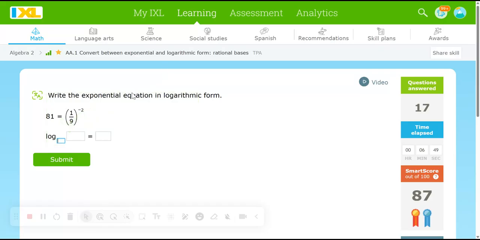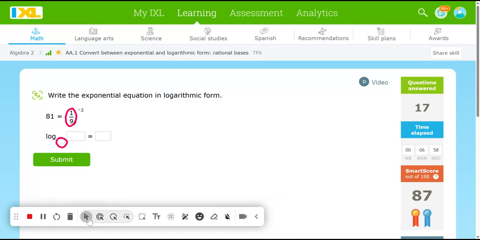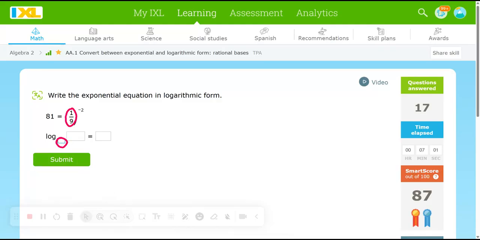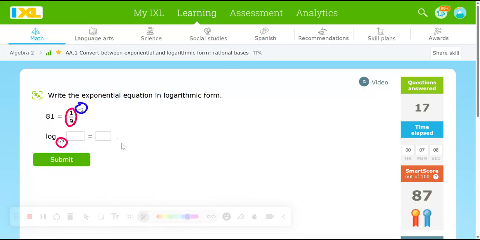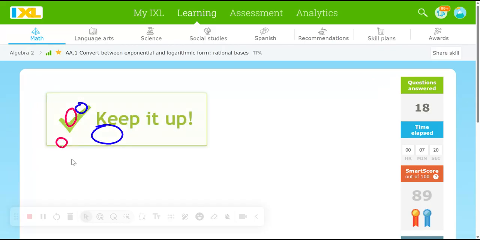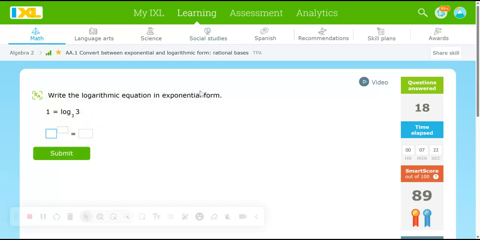Alright. So the base of your exponential, 19, had to be the base of log. So I put 19 right here as the base of log. Okay? And then the power of the exponential had to be the answer to the log. So I put right here, it had to be negative 2. So the leftover right here had to be 81. Voila.